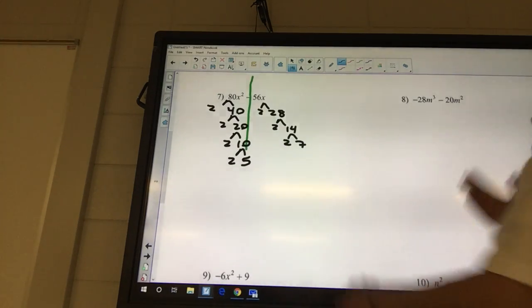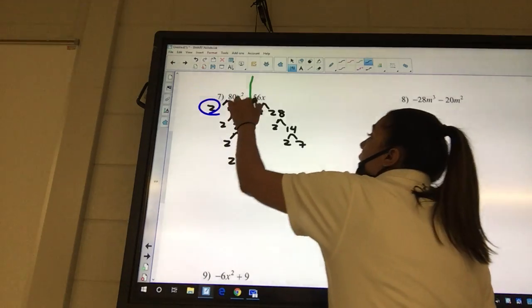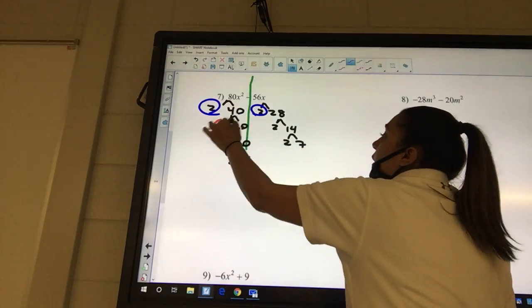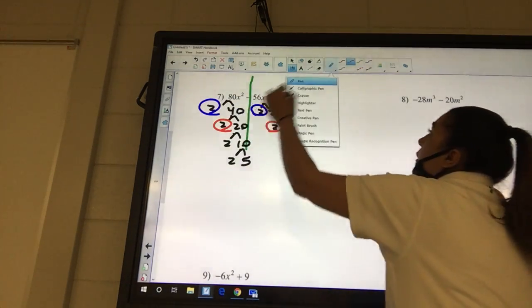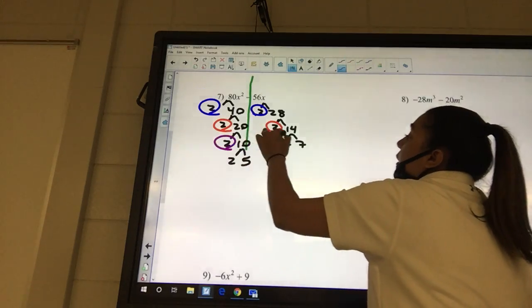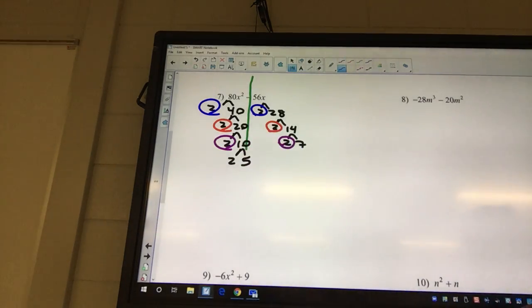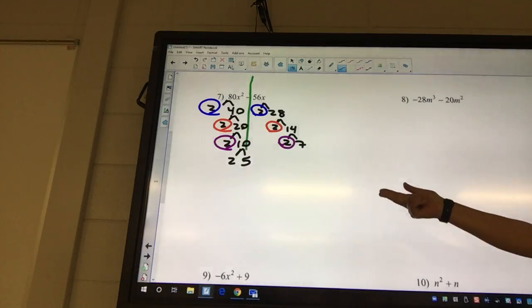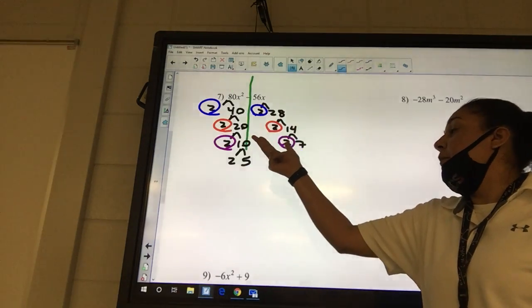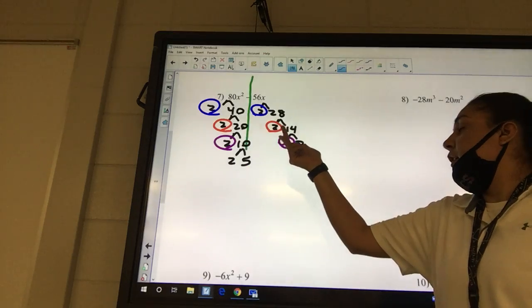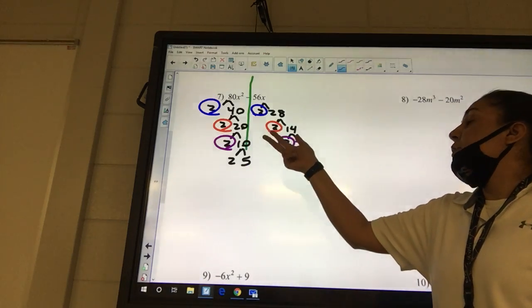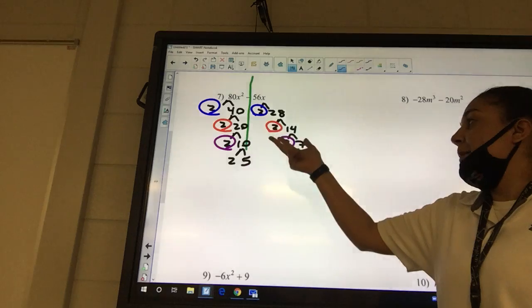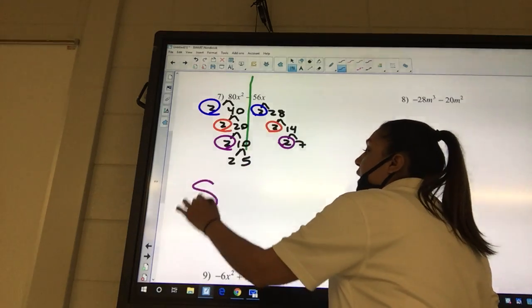Okay, and so we gotta find our matches. So I got 1 set of 2s, another set of 2s, and another set of 2s. So our number on the outside is really gonna be 2 times 2 times 2. 1 blue, 1 red, 1 purple. Okay, so 2 times 2 is 4, times 2 is 8. So 8 is going to go on the outside.